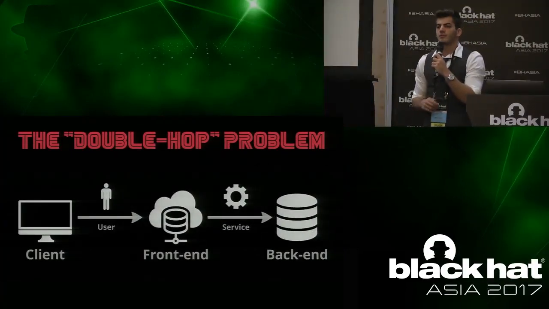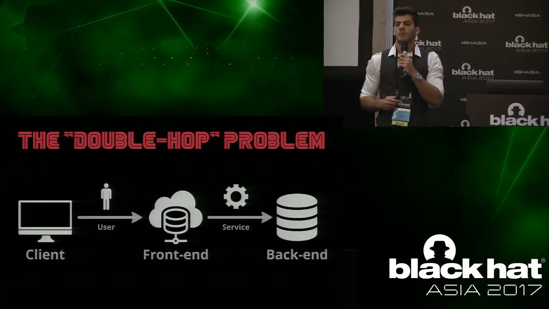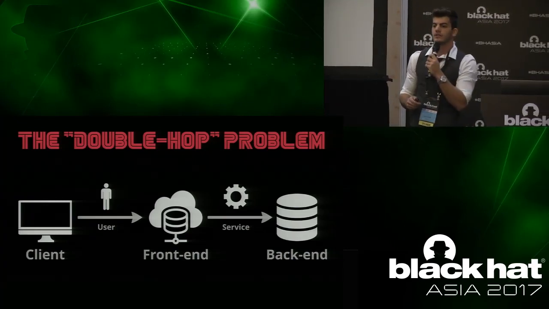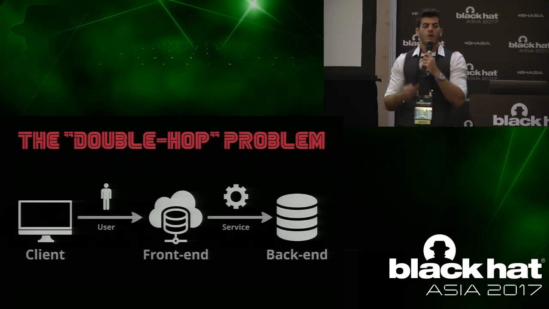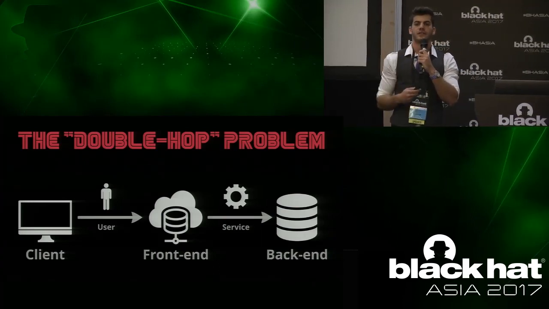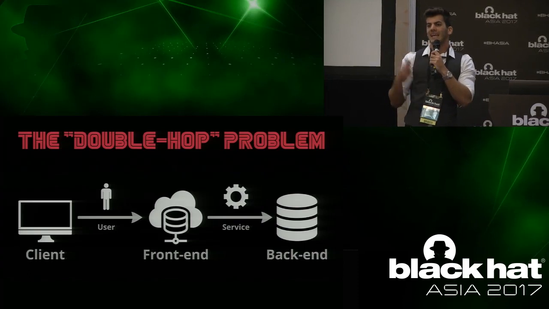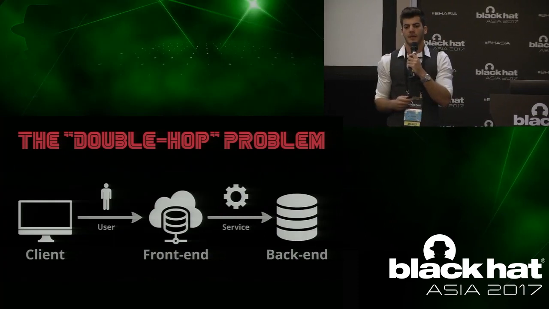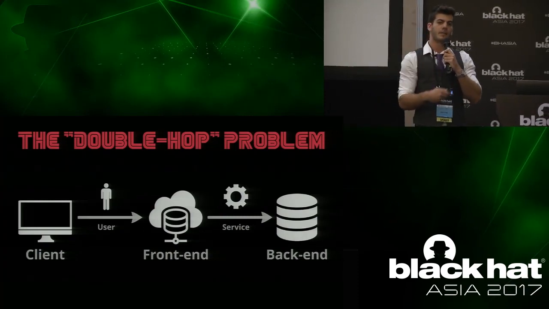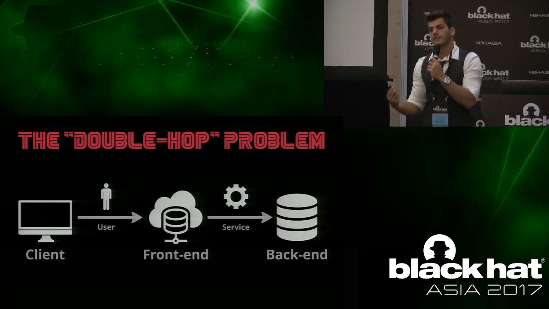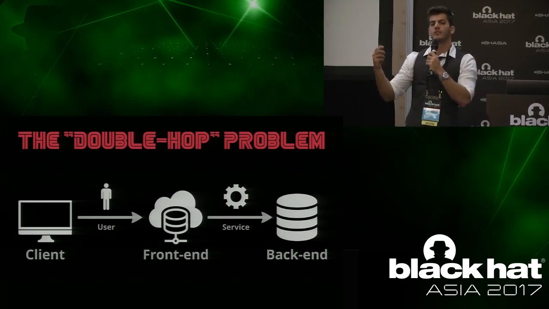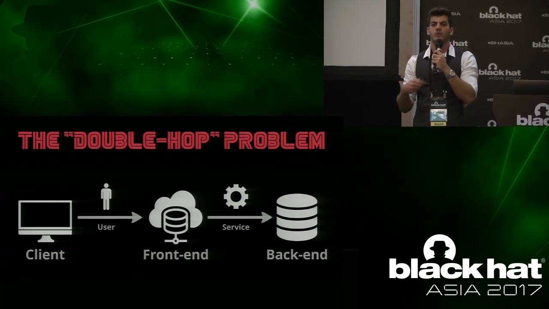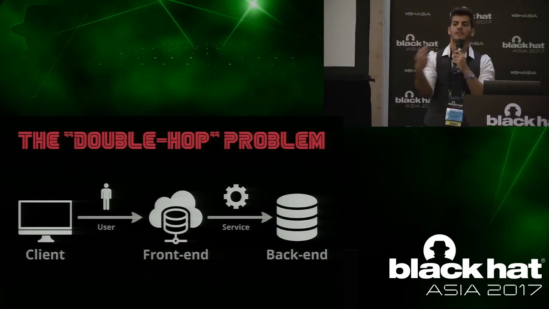But let's just start with the problem. Double hop is the act of maintaining credentials between two or more connections. In the typical scenario, when a user accesses a server, such as a web service, and that web service needs to access a remote resource, such as a database, in order to retrieve data back to the user, the front-end service will use its own credentials to access that resource. Those credentials are basically the account which runs the front-end service.